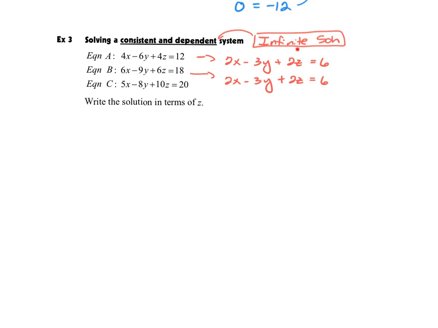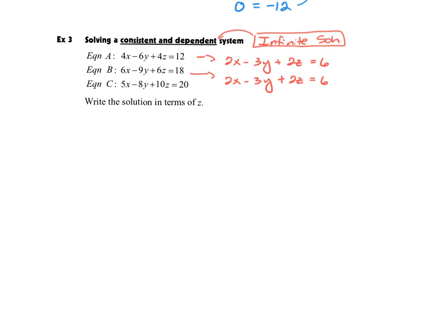So that's a clue that I'm probably going to end up with this infinite solution, but we're going to go ahead and keep going anyways, because more often than not, you won't see that from the beginning. So what I'm going to do is, again, choose to eliminate x. Why am I choosing x? No particular reason. I just chose x to eliminate.